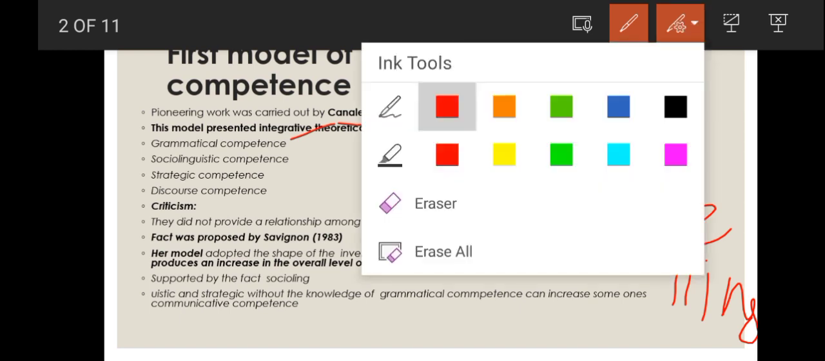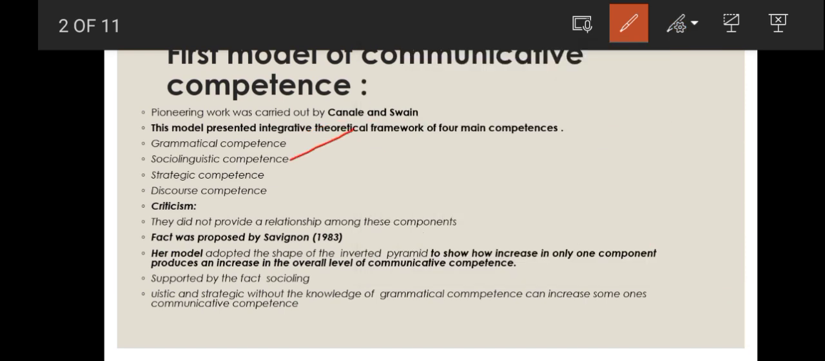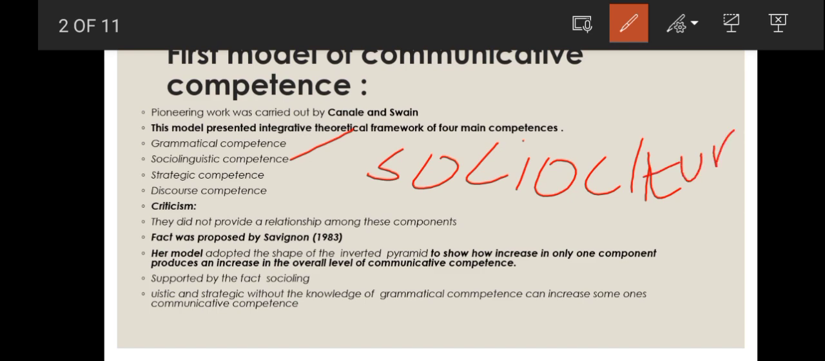Now the second one is sociolinguistic competence. As the name suggests, it gives the main idea of this competence. It refers to the knowledge of sociocultural rules. You can also note it down.